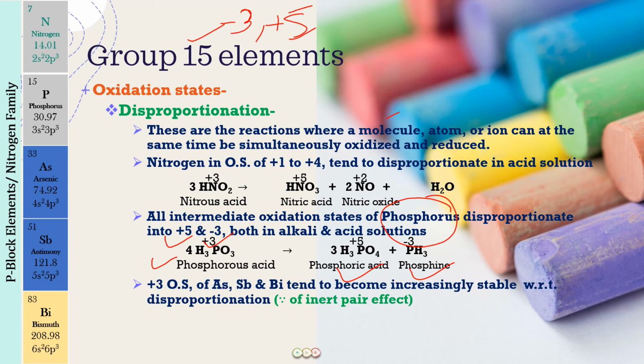Now the +3 oxidation state of arsenic, antimony and bismuth is stable. We know that because of the inert pair effect. So they do not show disproportionation reactions. This is also one more thing that you will remember in relation to the disproportionation reactions. Okay.